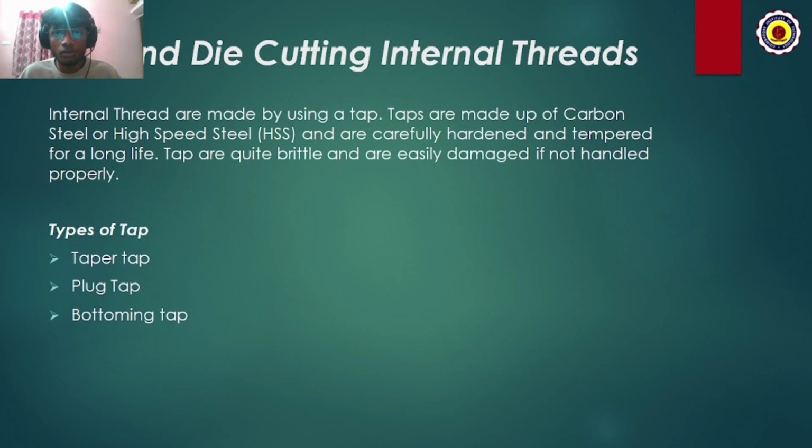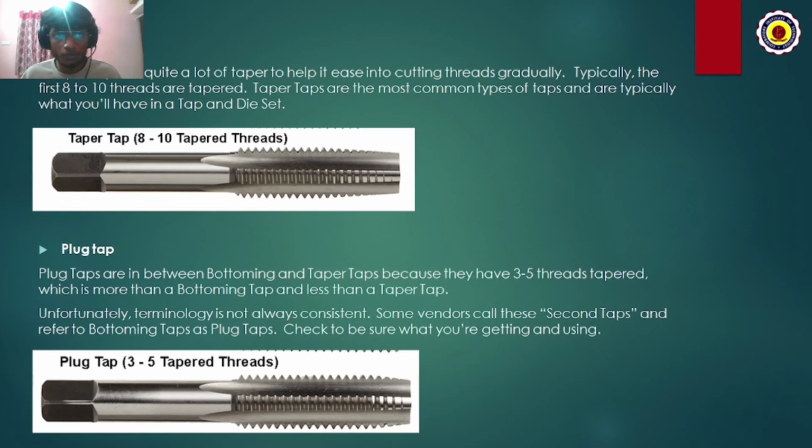So let us know what the types of tap are. There are three types of tap: taper tap, plug tap, and bottoming tap. First, let's know what a taper tap is. A taper tap has quite a lot of taper to it, which helps it to easily cut into the threads gradually. Typically the first 8 to 10 threads are tapered.